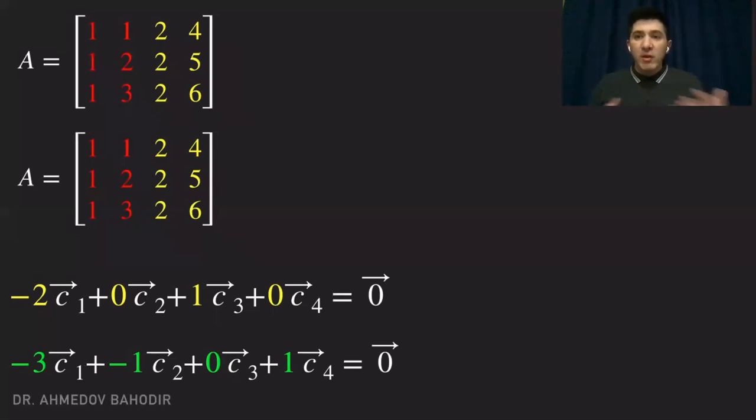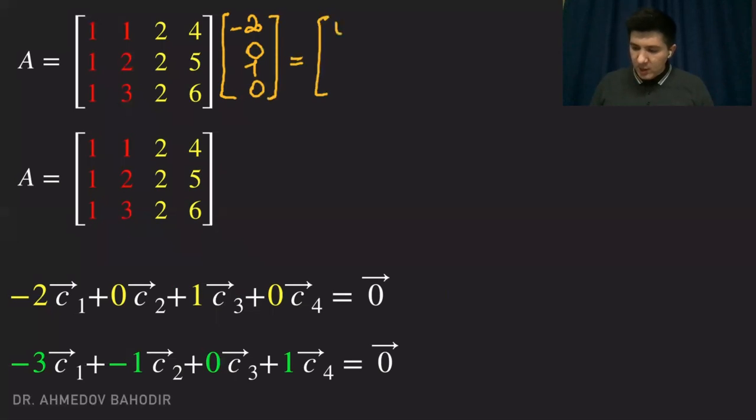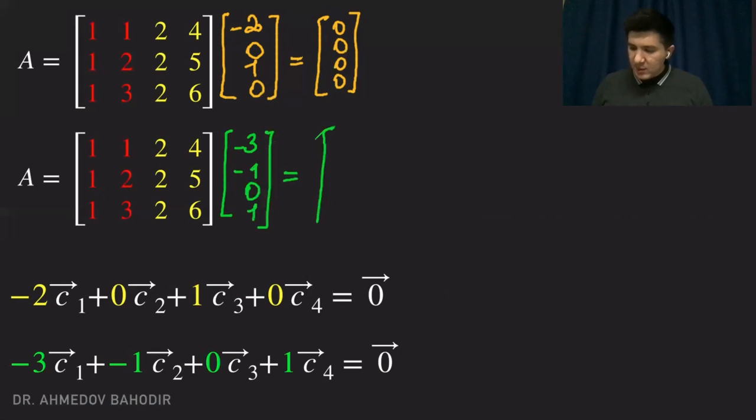So essentially, you are looking for the combinations of the columns of the matrix A which make this 0 vector. Okay, and I found these 2 combinations. The first combination is going to be -2, 0, 1, and 0. If you multiply this, you're going to get exactly 0, 0, 0, 0. And the second combination is going to be -3, -1, 0, and 1. And this also makes 0, 0, 0, 0.